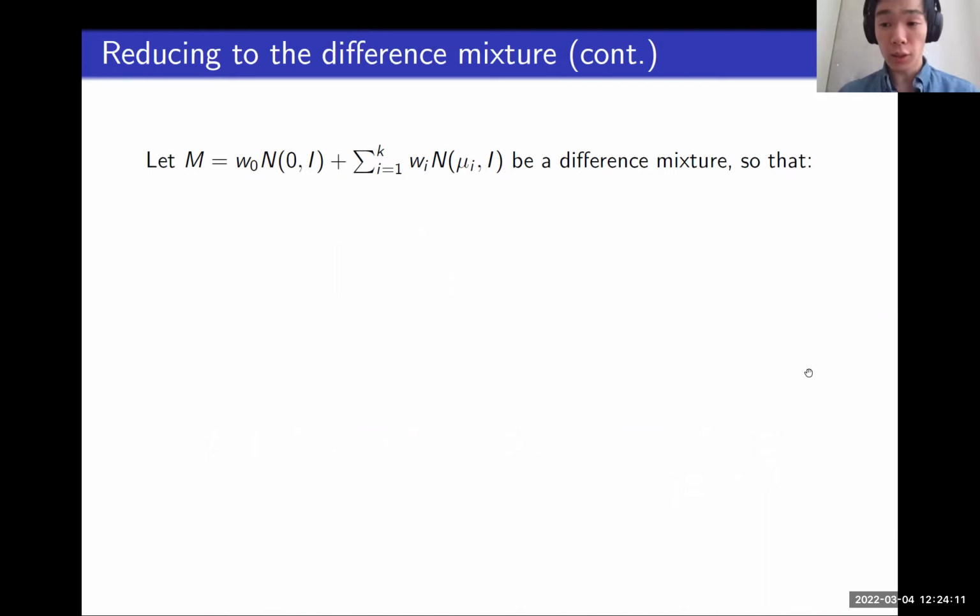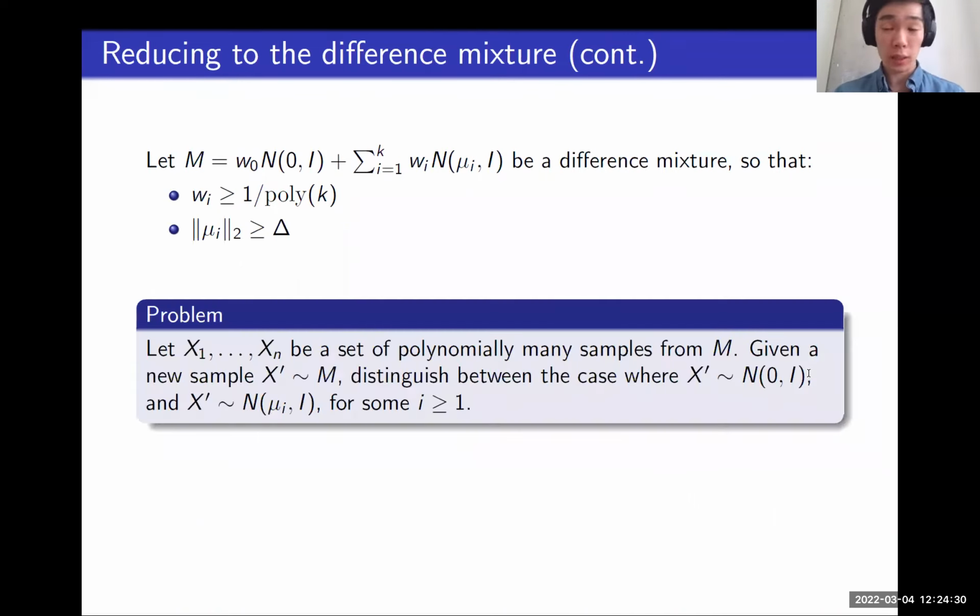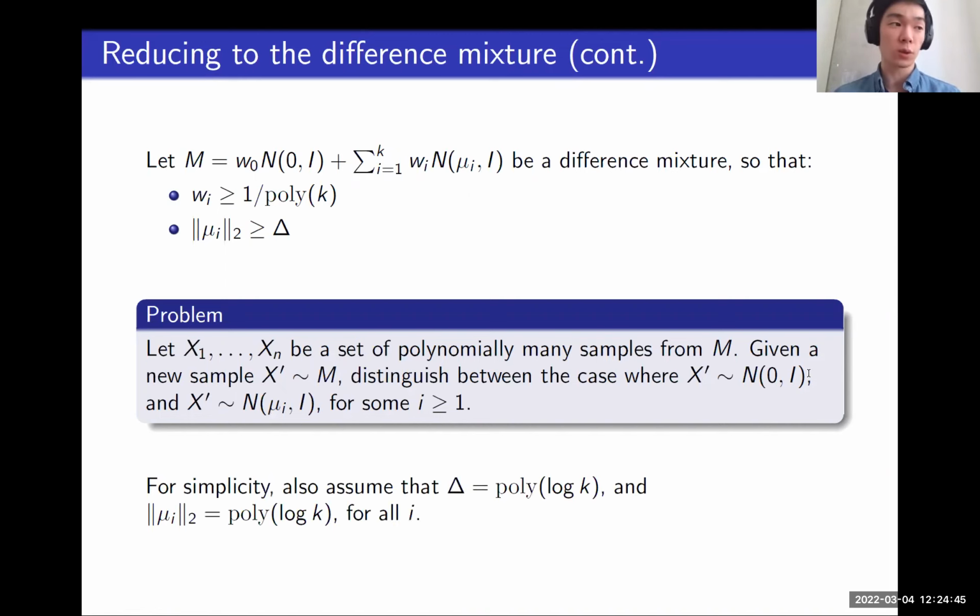Okay, so again, to just formalize this reduction, the difference mixture has the zero component and then the non-zero components. Also note that all of the mixing weights in this difference mixture are at least 1 over poly in k, so there's no need to worry about tiny mixing weights. Then, all of the non-zero components have mean at least delta. So the problem that we need to solve is, given polynomially many samples from this difference mixture, for any new sample, to detect whether it's from the mean zero component or from a component with mean bounded away from zero.